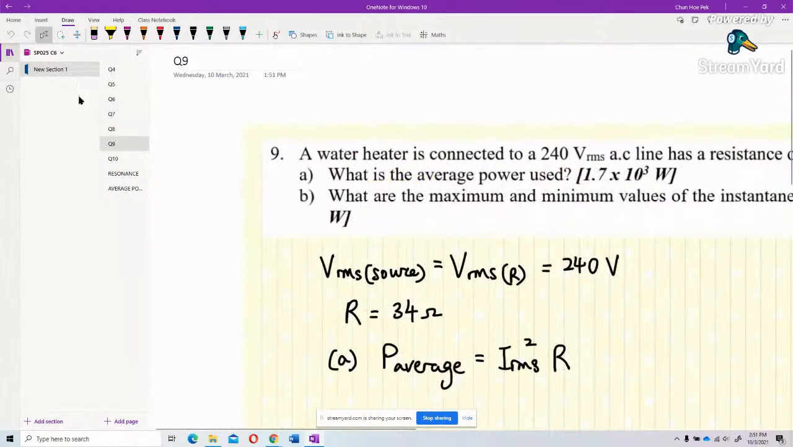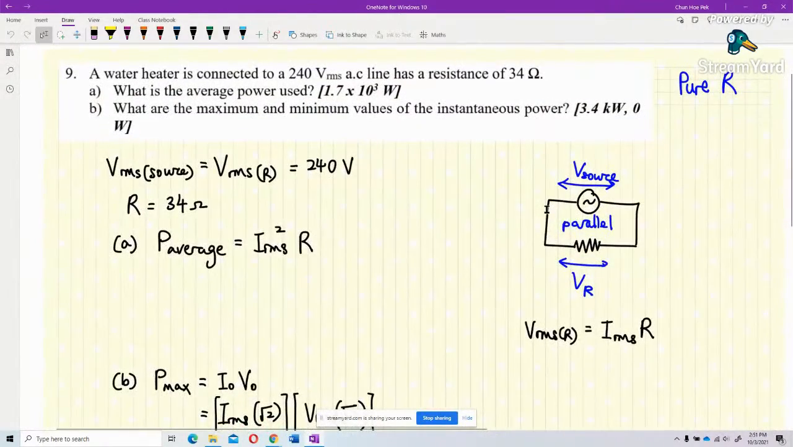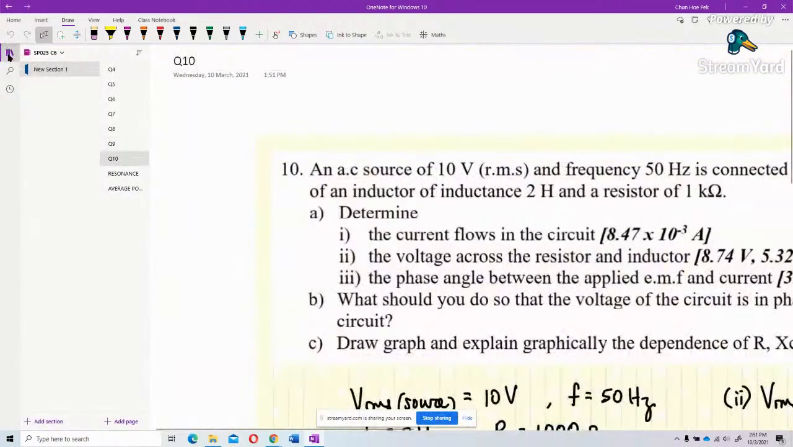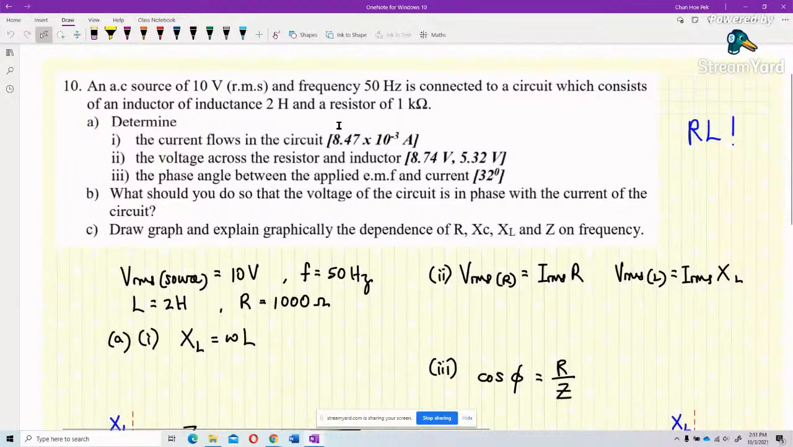Question 9. Oh, this is about power already. Let's skip this question first. Okay, question 10 first. Let's do question 10 first.